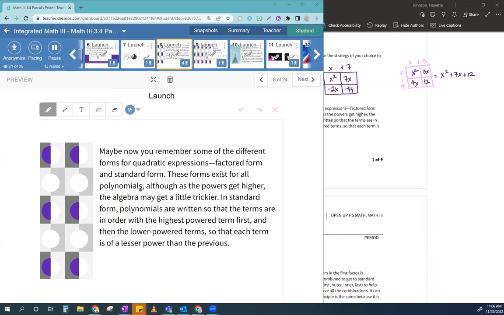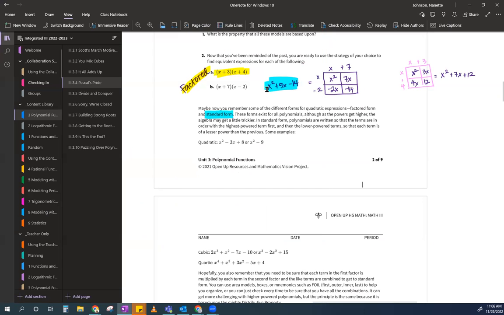These forms exist for all polynomials, although as the powers get higher, the algebra may be a little trickier. In standard form, polynomials are written so that the terms are in order, with the highest power term first, and then the lower powered terms, so that each term is of a lesser power than the previous. So they're standing in height order. That's all they're saying. When I write this out, I write it in height order.